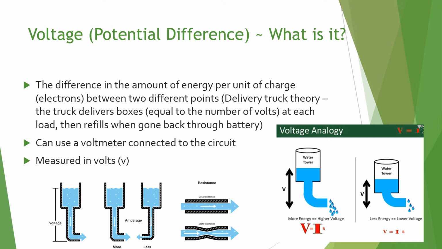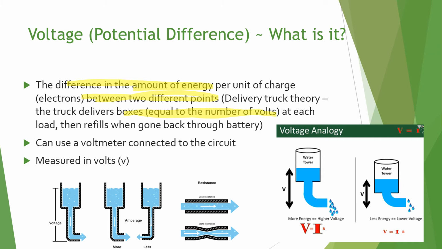Voltage, also known as potential difference, is the difference in the amount of energy per unit charge, the charge being electrons, between two different points in a circuit. We can use this delivery truck analogy to describe this. The truck delivers boxes, and those boxes are equal to the number of volts at each load, then the truck refills when going back to the battery.